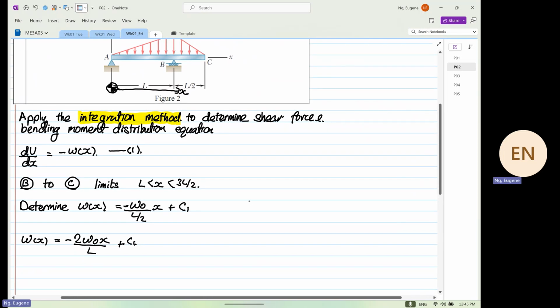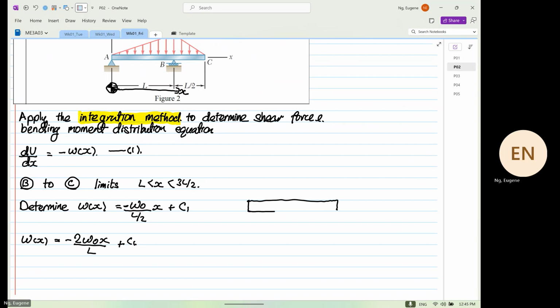Why is that so? Because if we look at the beam, this is our point A, this is our point B, this is our point C. We are now focusing on the equation at this section. This is the section that we are focusing our equation on. So this is our omega as a function of x is equal to minus 2 omega naught x over L plus C1.